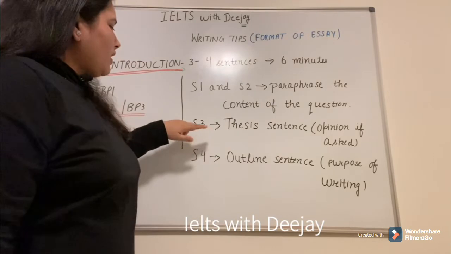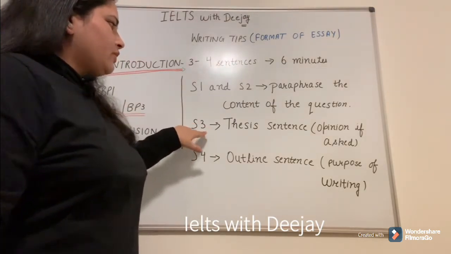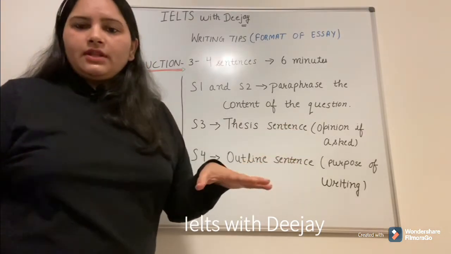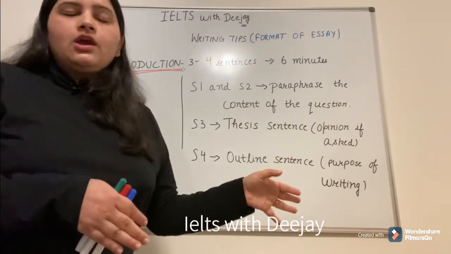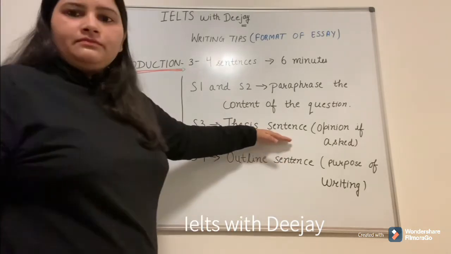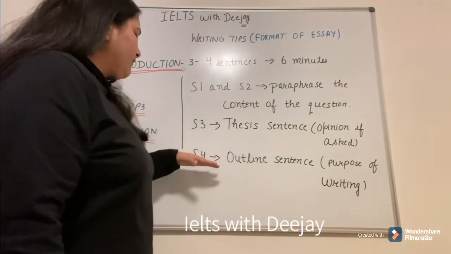Okay, then we have S3. This is sentence 3. In this one, we have to give our thesis statement. Thesis is our opinion, like, do you agree or disagree? To what extent do you agree or disagree? We have to give our opinion, and this is the place where we give our opinion. Okay, then we have S4.